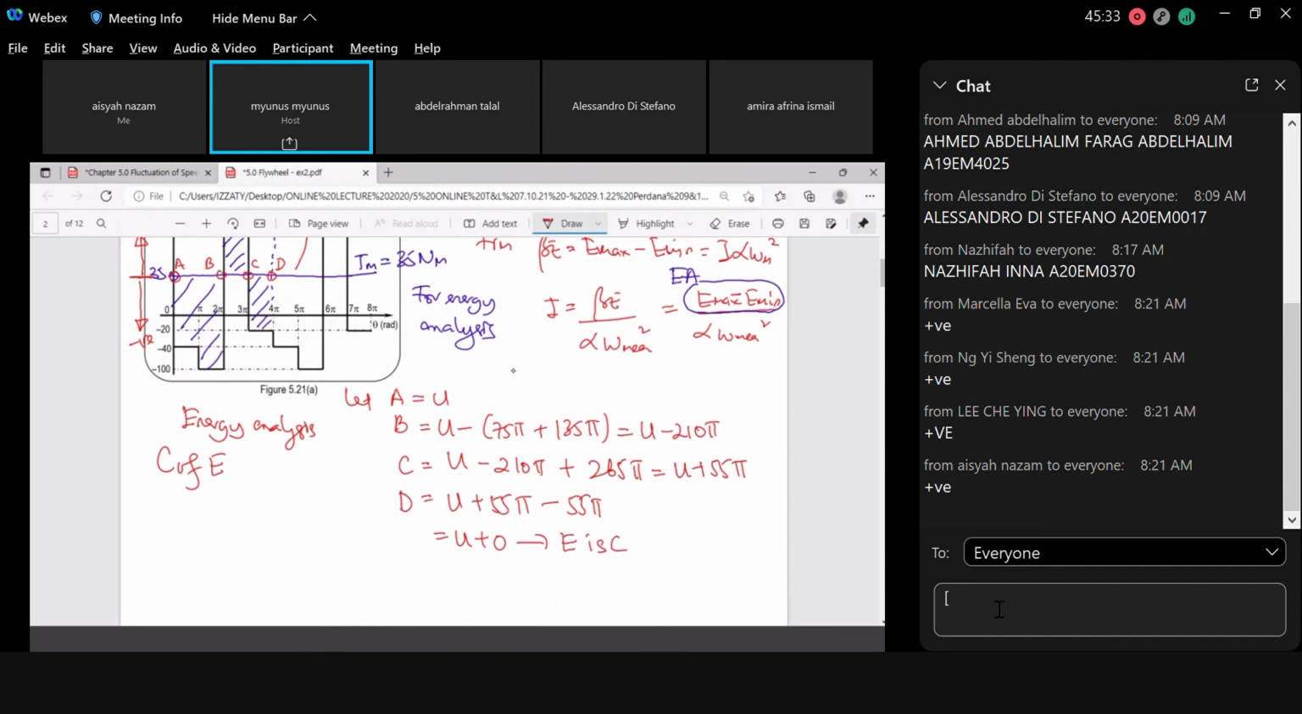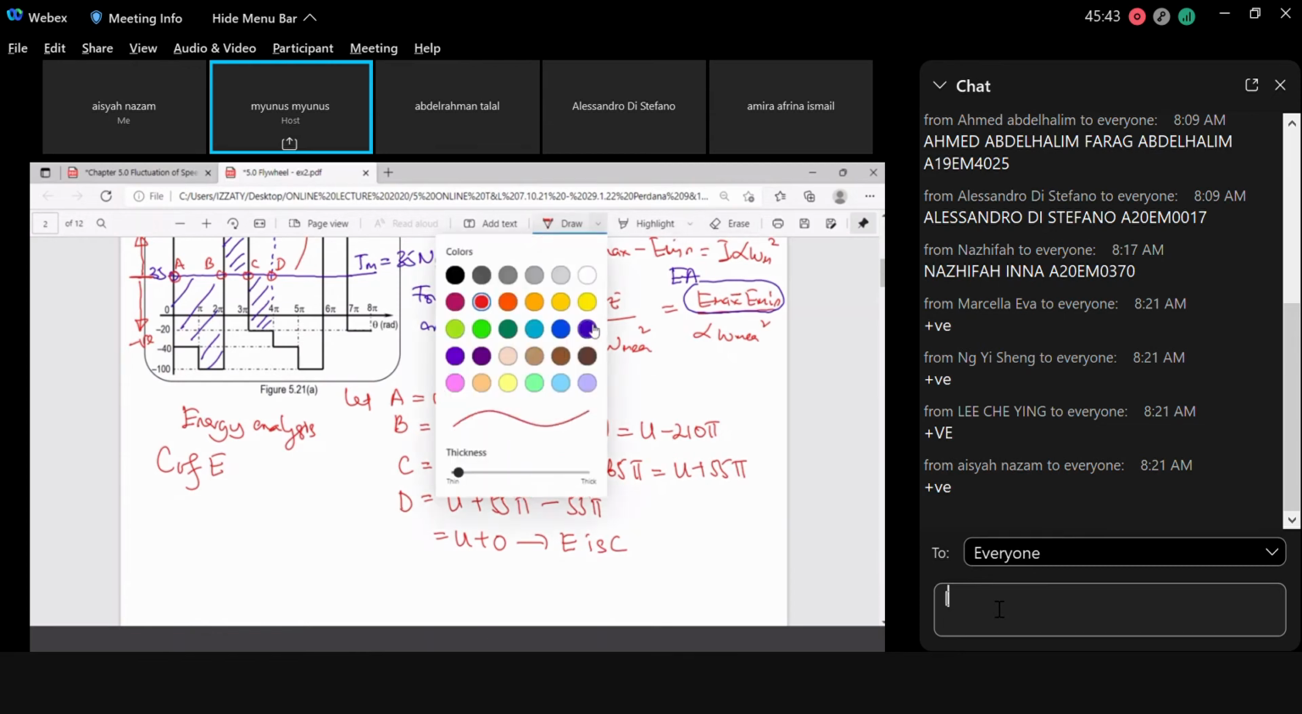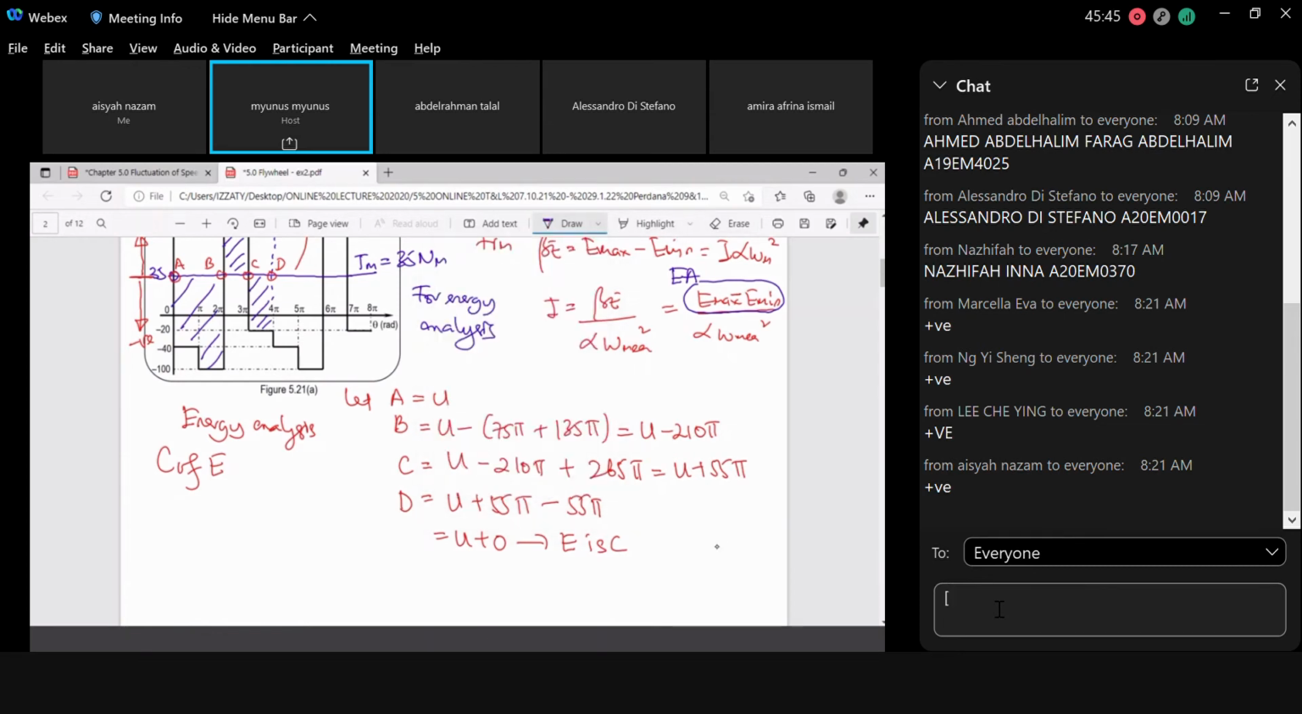But do not write E is C. Put it in full sentences: energy is conserved. Then you start selecting all the E max and E min. So you check all the values. This one is U plus zero, this one is U plus 210, and this one is U minus, so it becomes negative. This one is E minimum.